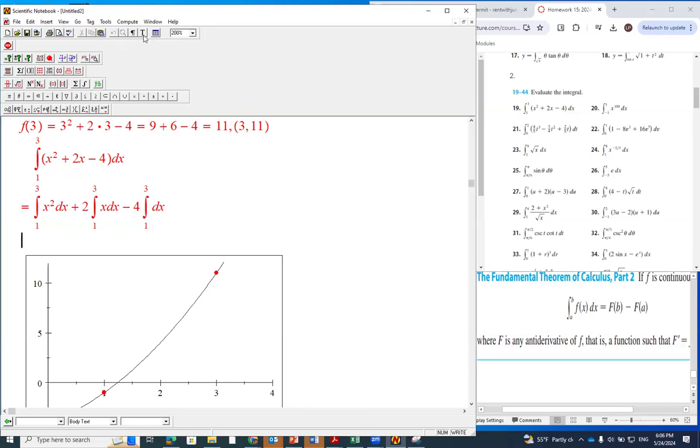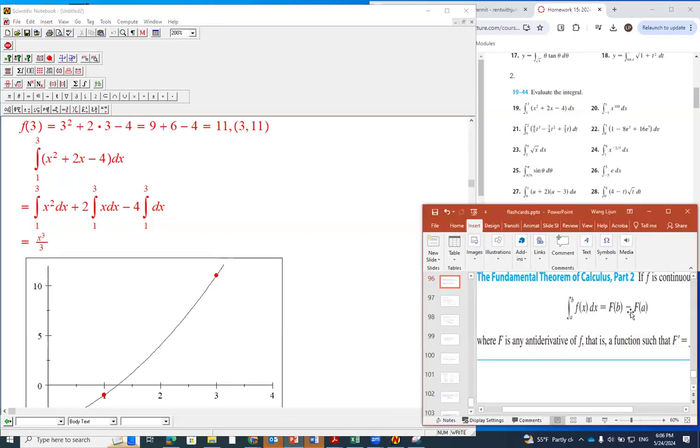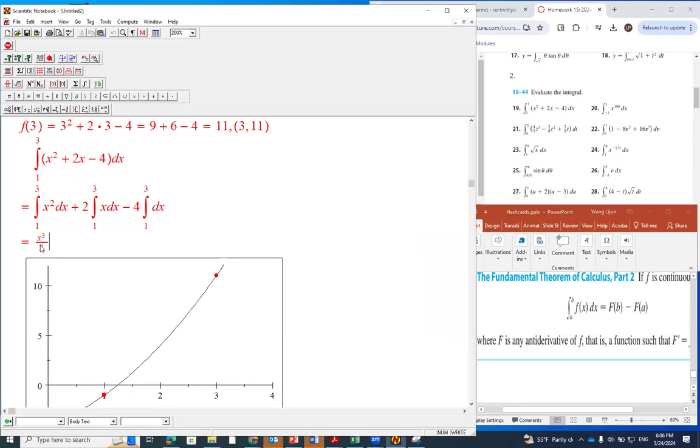Okay, so what is the antiderivative of x raised to the power 2? Well, that's going to be x raised to the power 3 divided by 3. Okay, so that's the antiderivative. Evaluate at the endpoints, f of b subtract f of a. So this function will be evaluated.